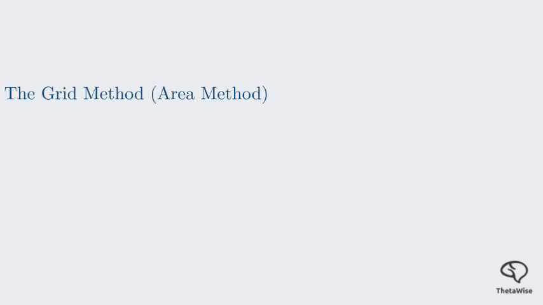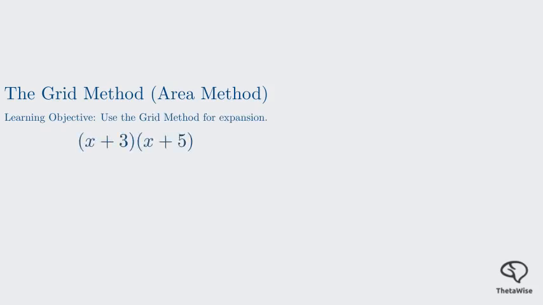Some students prefer a more visual approach, especially when dealing with negative numbers. This is called the grid method, or the area method. Our learning objective is to use the grid method for expansion. Let's use the same example, (x + 3) times (x + 5). Imagine this is a rectangle, where the top width is split into x and positive 3, and the left height is split into x and positive 5.